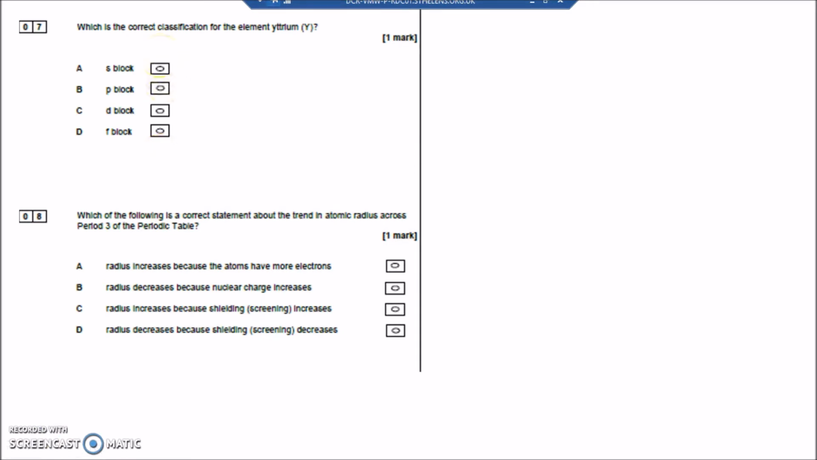Question 7. Which is the correct classification for the element yttrium with the symbol Y? So yttrium is a transition metal. It's in the transition metal block. It's sometimes called a d block element because it's got a partially filled d orbital. A transition metal. Answer C.